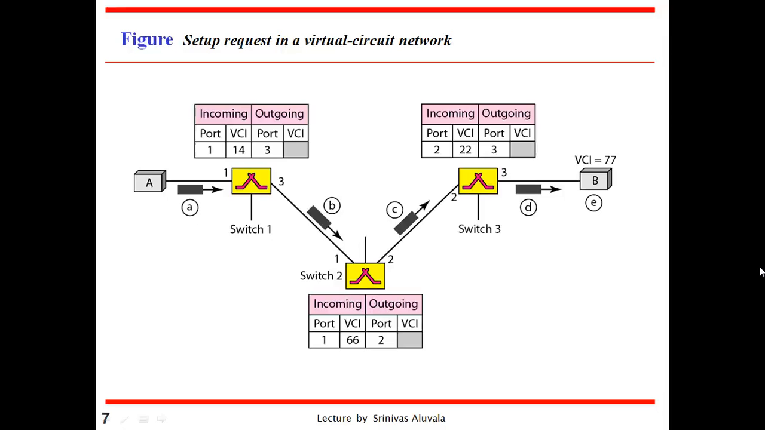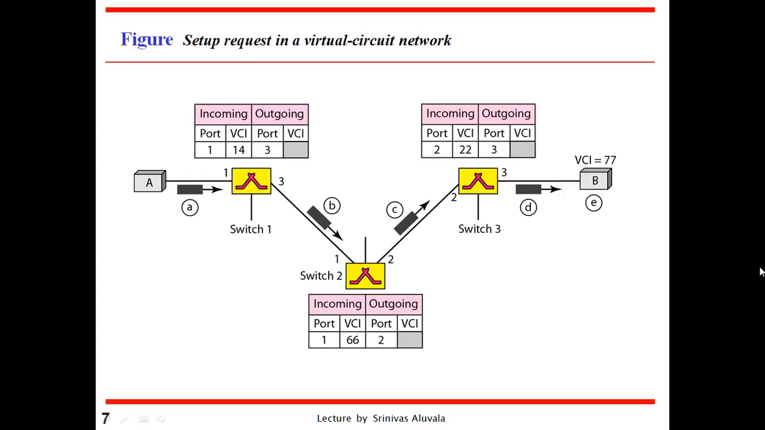Switch 1 receives the setup request frame. It knows that a frame going from A to B goes out through port 3. How the switch has obtained this information is a separate point. The switch in the setup phase acts as a packet switch. It has a routing table, which is different from the switching table. For the moment, assume that it knows the output port.